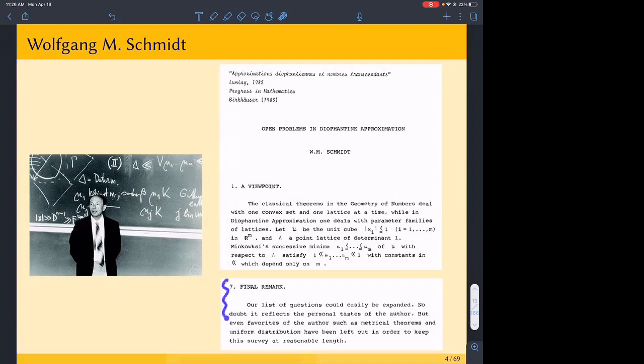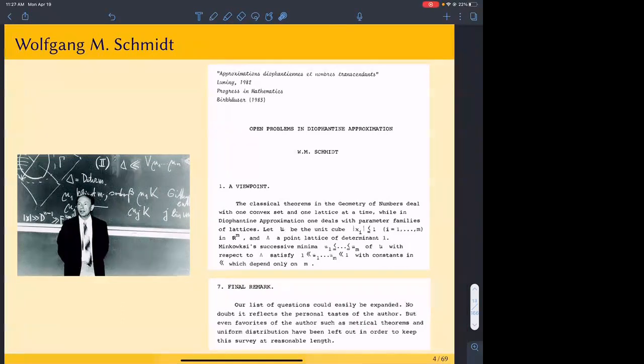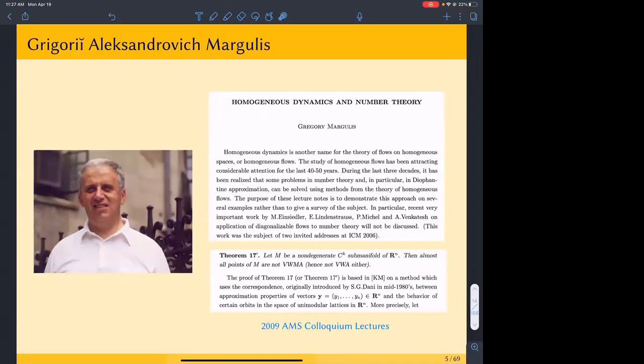And then he finishes his report: I wanted to end this by saying that our list of questions could be easily expanded. But even favorites of the author, such as metrical theorems and uniform distribution, have been left out. So we will talk about some metric Diophantine approximation today.